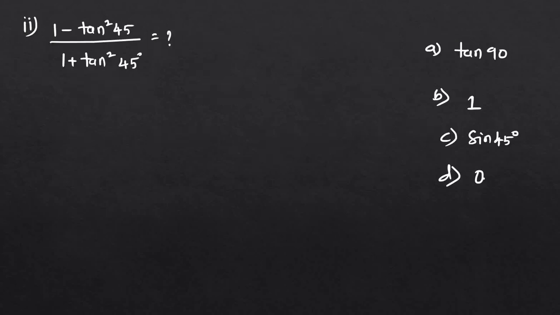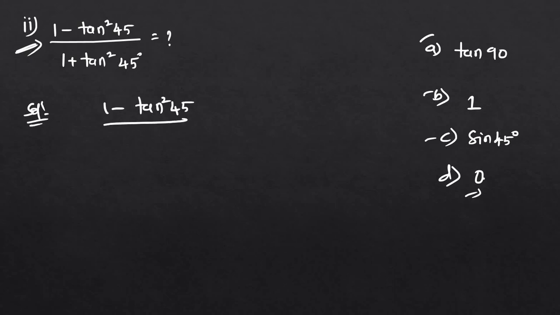Okay, now the second one is given: 1 minus tan square 45 divided by 1 plus tan square 45. So this is a question. The options are given like this. A is tan 90, B is 1, C is sin 45, and D is 0 is given.